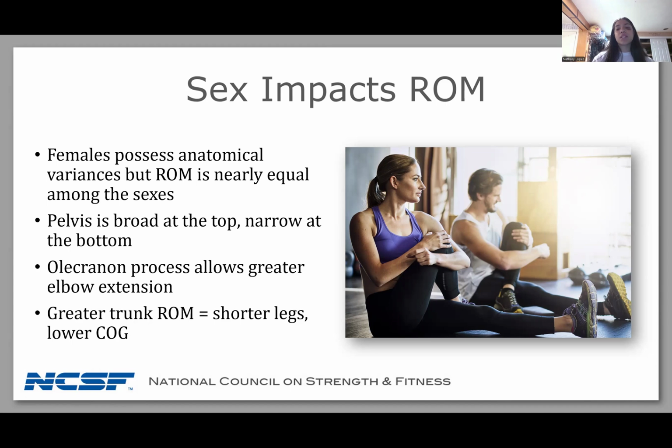Their olecranon process, that is going to be their elbow. So that's going to allow them to go into that elbow hyperextension a little bit easier. So that's why I said you're going to see that a lot in females. And then greater trunk range of motion in females. And they're going to also have shorter legs and a lower center of gravity. So that's going to change between males and females. That center of gravity changes from the men having it in around their belly button to the women having it lower at their hips.